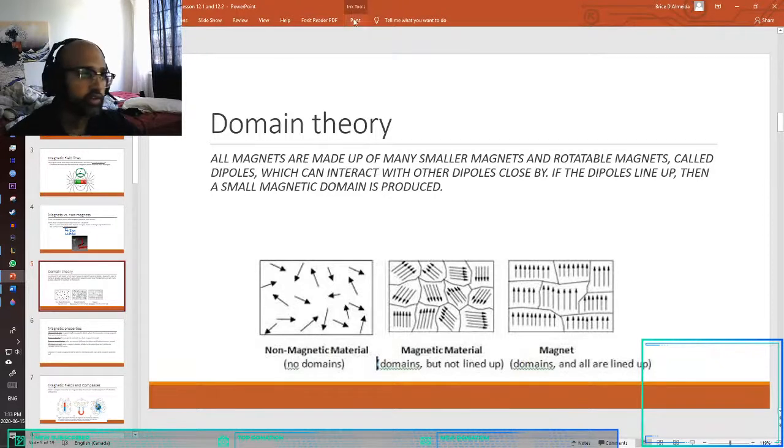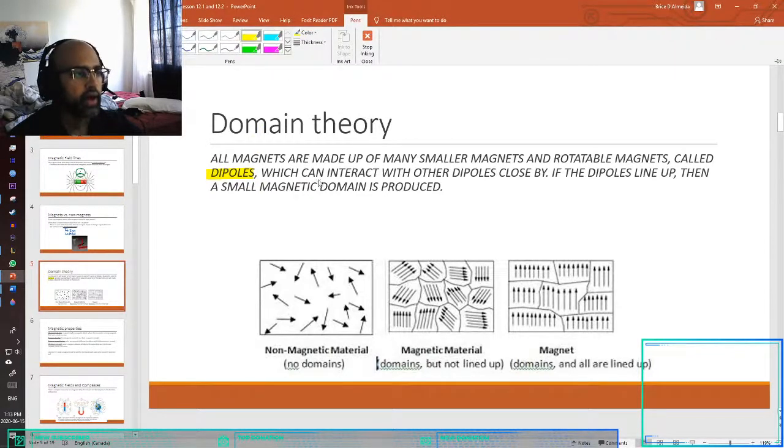Ooh. If you took chemistry, you definitely know what a dipole is, but don't worry, we'll talk about what it means from a physics standpoint as well. Dipoles can interact with other dipoles that are close by. If all the dipoles line up, then you are going to be able to produce a magnetic field. A small magnet domain is produced.